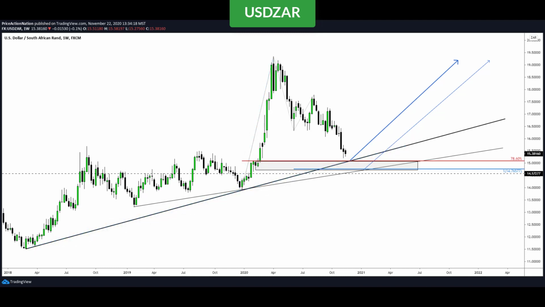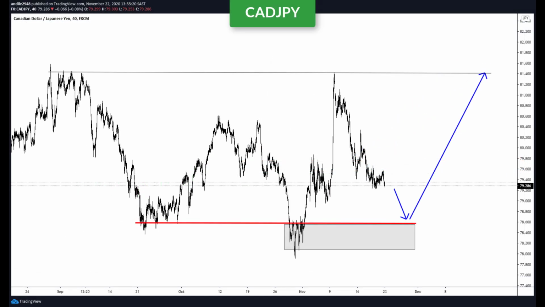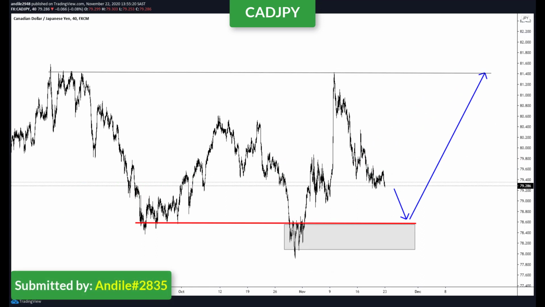So a lot of confluence over there, and once we get back to this area, this is where we're going to be switching to our lower time frames, and we're going to be looking for those lower time frame entry patterns. Next up is CADJPY, and this was submitted by Andile in our trading room.